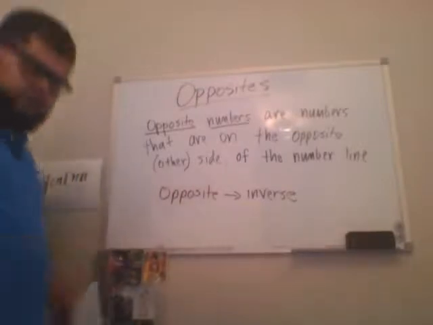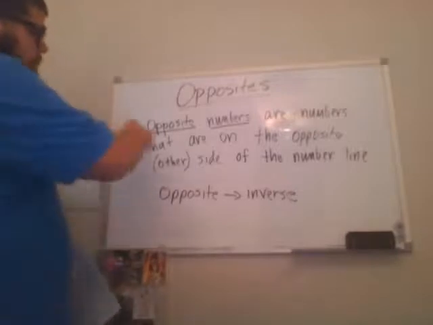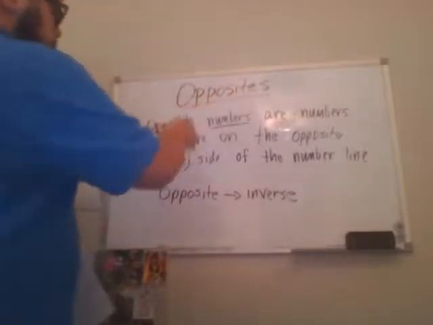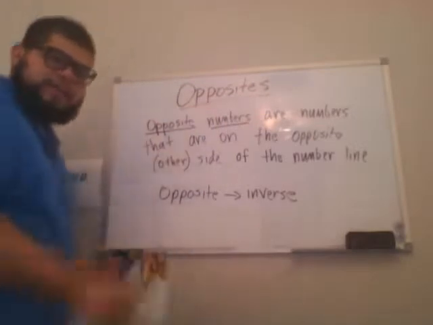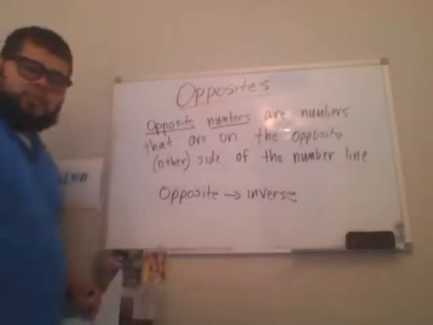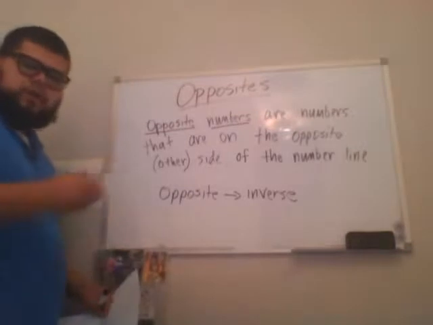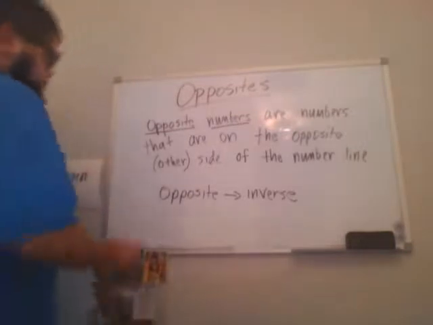All right, so make sure you have this written down, please. Opposite numbers are numbers that are on the opposite or other side of the number line. And again, when we talk about the other side, we're talking about that number 0. And we're going to get more detail when we actually write number lines. Okay, here we go.